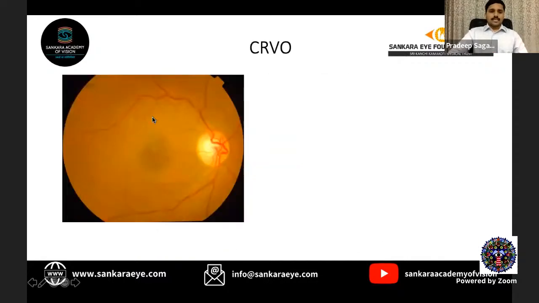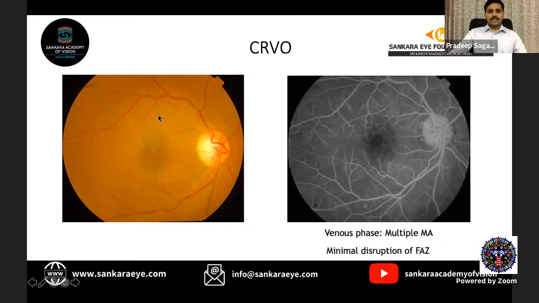Coming to this case example, here we can see that there is presence of cystoid macular edema, and we see a few cotton wool spots scattered all around the fundus. But we are not sure of the diagnosis. So on angiography, this is the venous phase of the angiogram, where we can see that there is slight distortion of the foveal avascular zone, a few areas of non-perfusion, and presence of multiple microaneurysms in a non-diabetic patient.